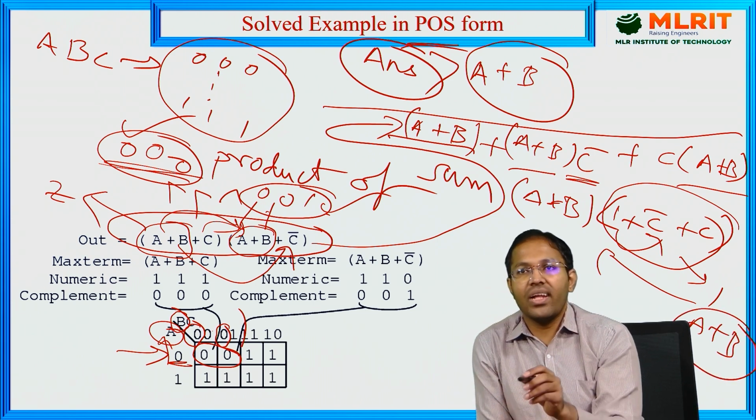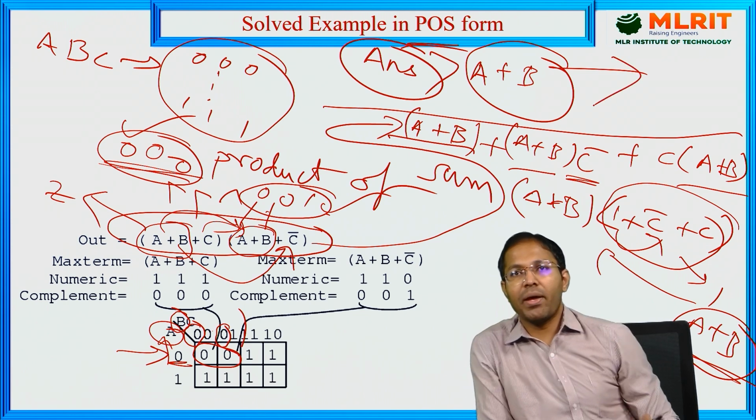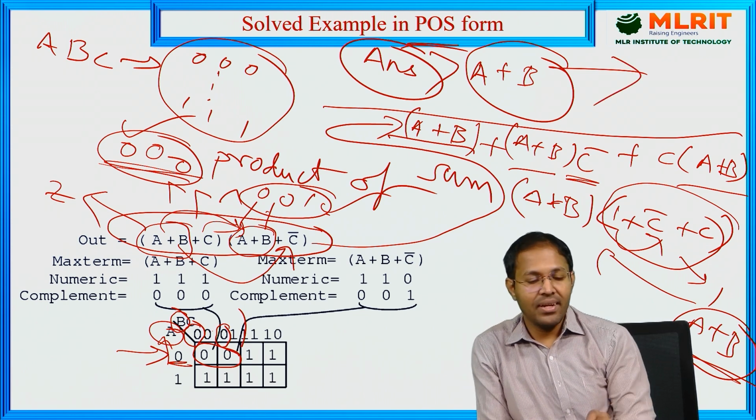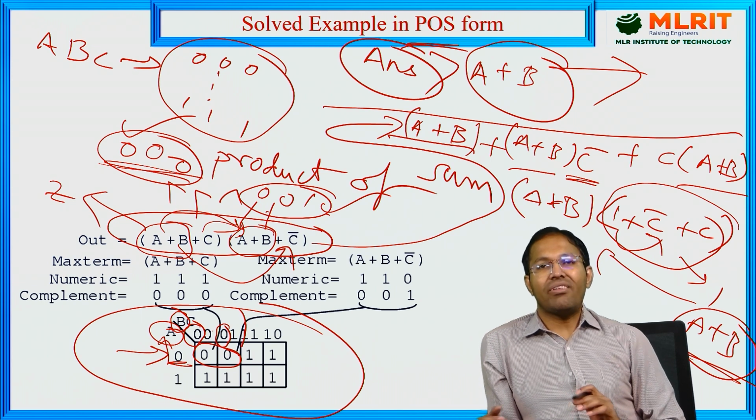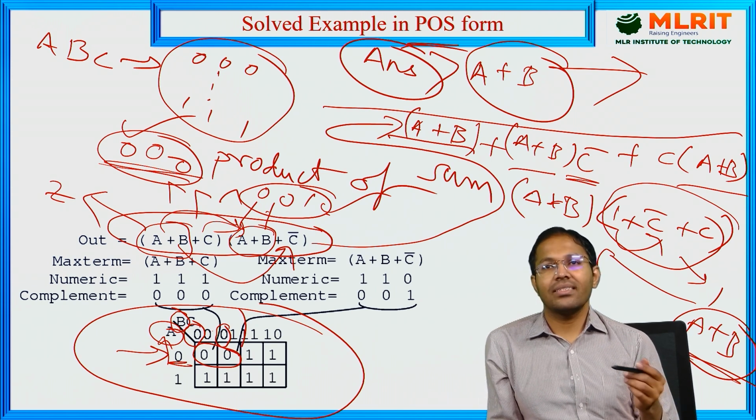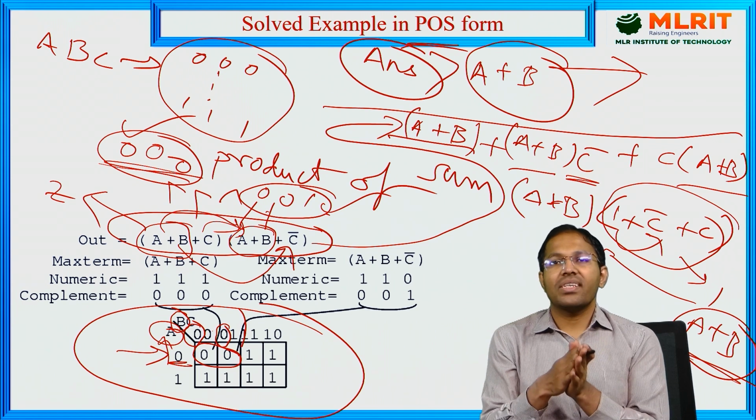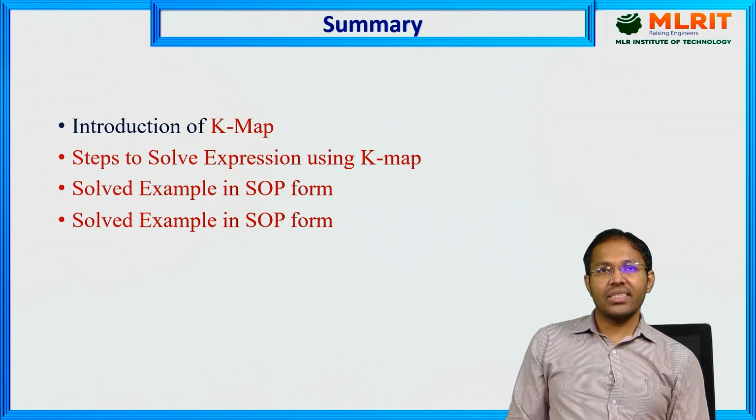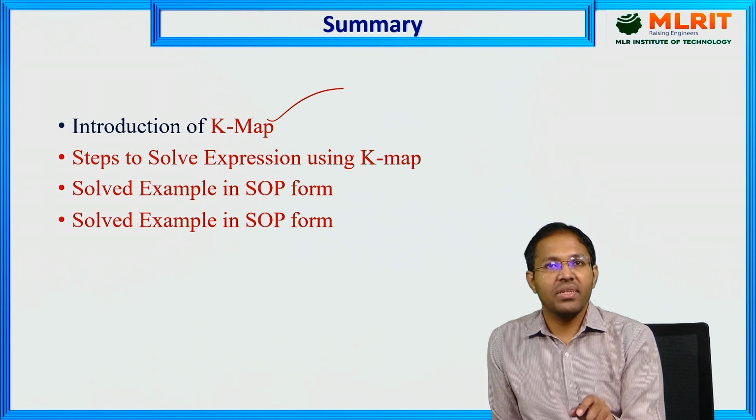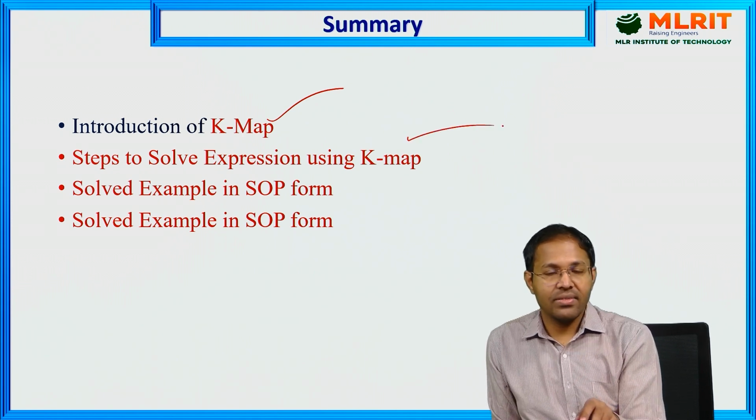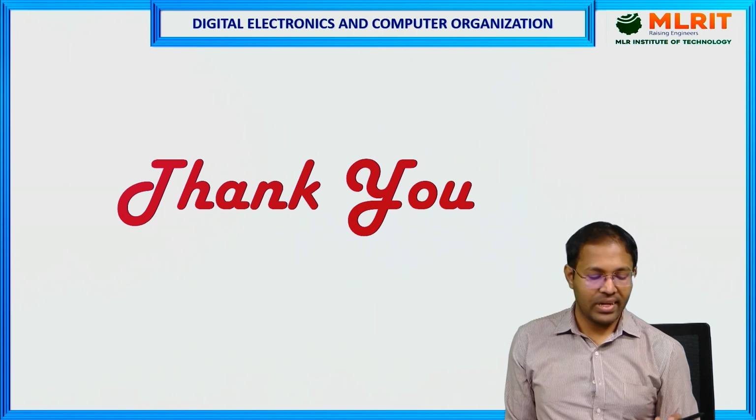So what we have done, we have used Boolean algebra. We got the same answer. Using K-map also we get the same answer, but K-map is easier and it is visual based. Hence, psychologically from student point of view, it appears very simple. So today's lecture we have seen K-map, steps to solve the expression using K-map. We have seen both SOP and POS form, and that's all for today's class. Thank you.